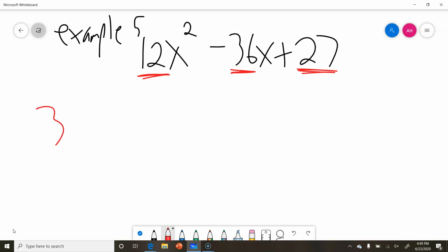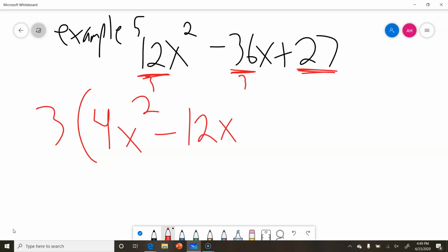So I can pull 3 out of this first. So I divide by 3. 12 divided by 3 is, oops, sorry, I don't know why I wrote the word 9, is 4. 36 divided by 3 is 12. And 27 divided by 3 is 9. Okay, so now I've rewritten that problem.